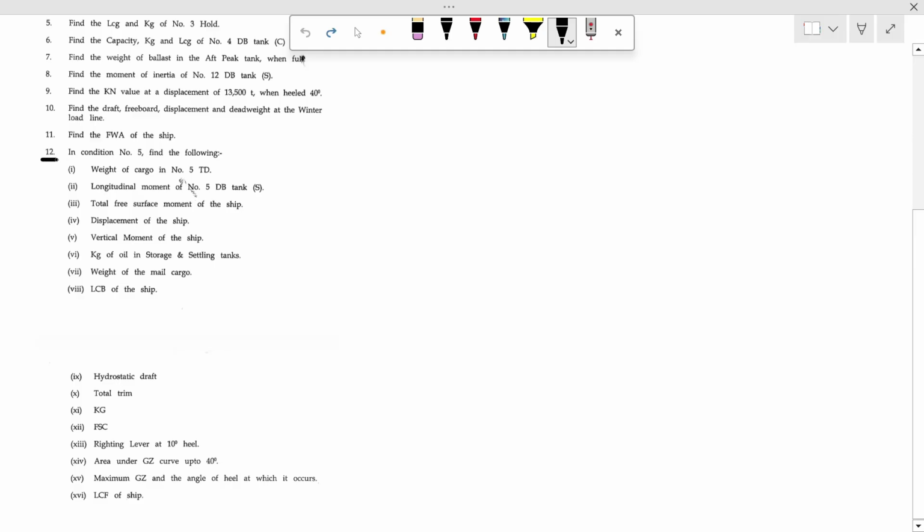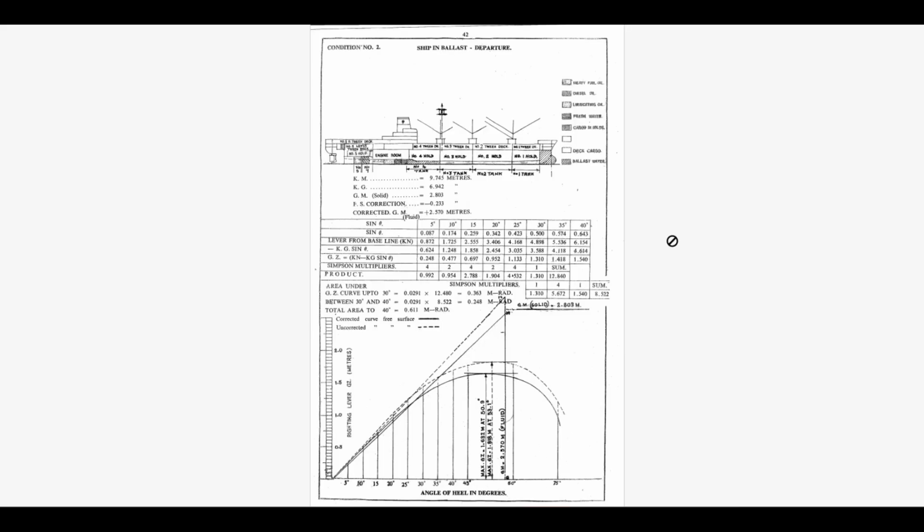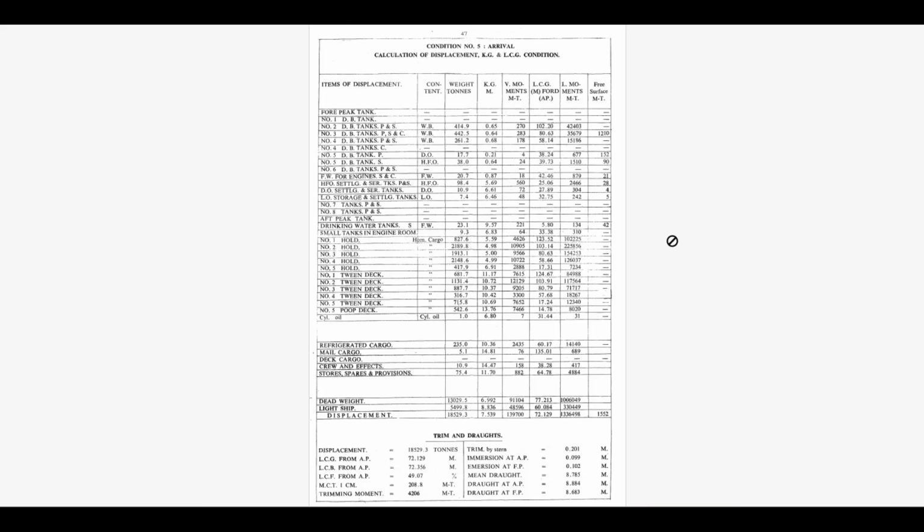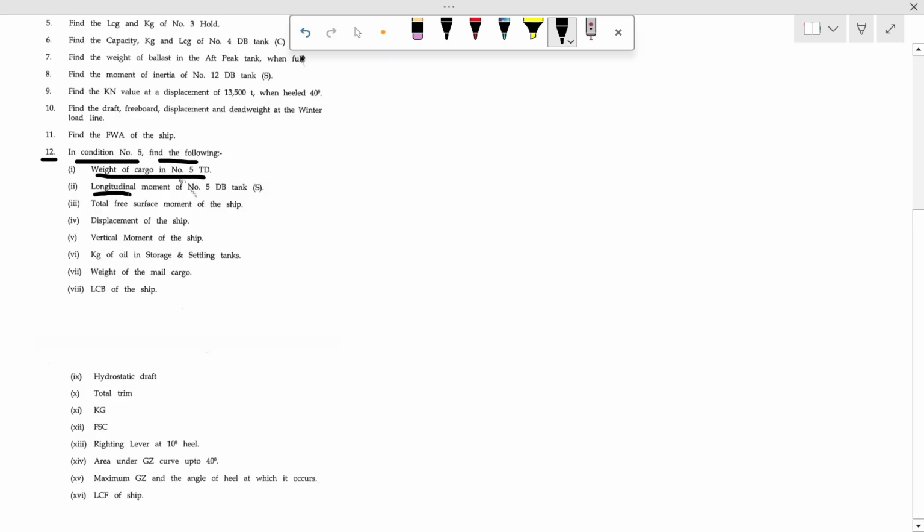Now this is the last question, that is question number 12. In condition number 5, find the following. So first we have to find the weight of cargo in number 5 twin deck. Now go to condition number 5 in the trim and stability booklet. Okay, so this is condition number 1, 2, 3, and this is condition number 5. So in condition number 5, first we have to find the weight of cargo in number 5 twin deck. Here they have mentioned twin deck. We want number 5 twin decks, which is here. So the weight of cargo is 715.8 tons. Next we have to find the longitudinal moment of number 5 DB tank starboard side.